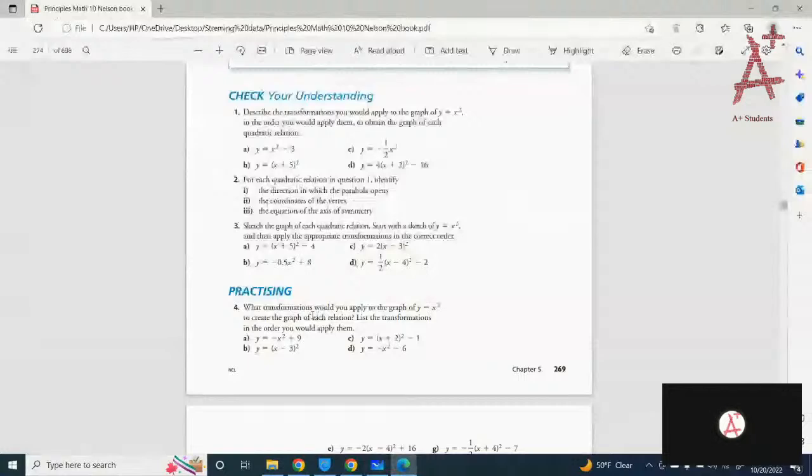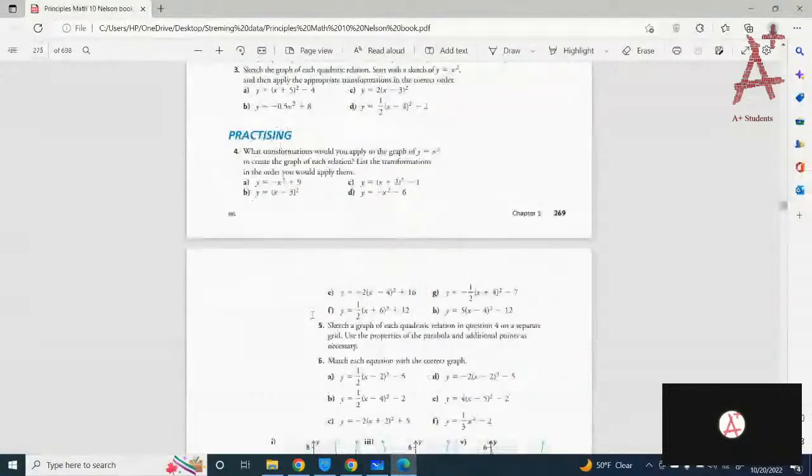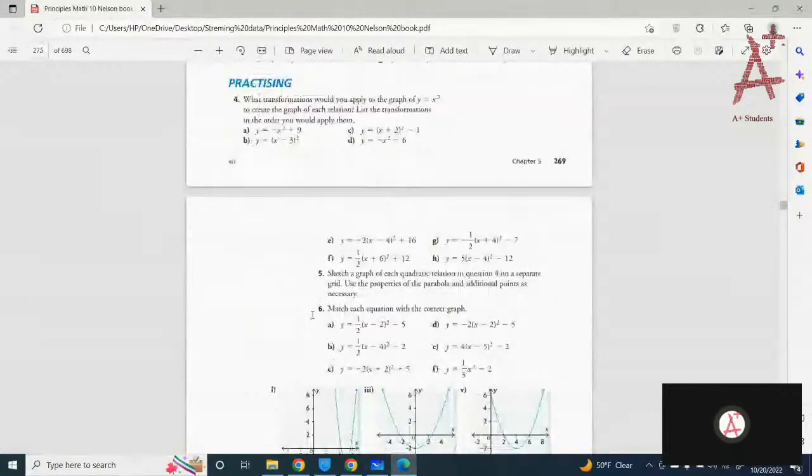Okay, let's start with question number 4. What transformations would you apply to the graph of y equals x square to create the graph of each relation? List the transformations in the order you would apply them. We need to see what type of transformations we have to apply. Equation A is y equals negative x square plus 9.